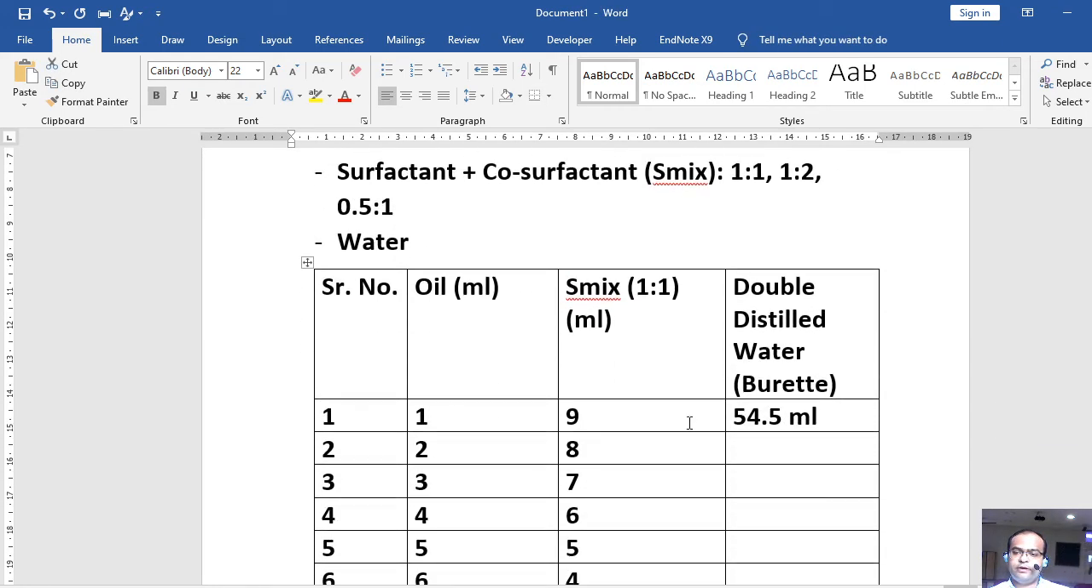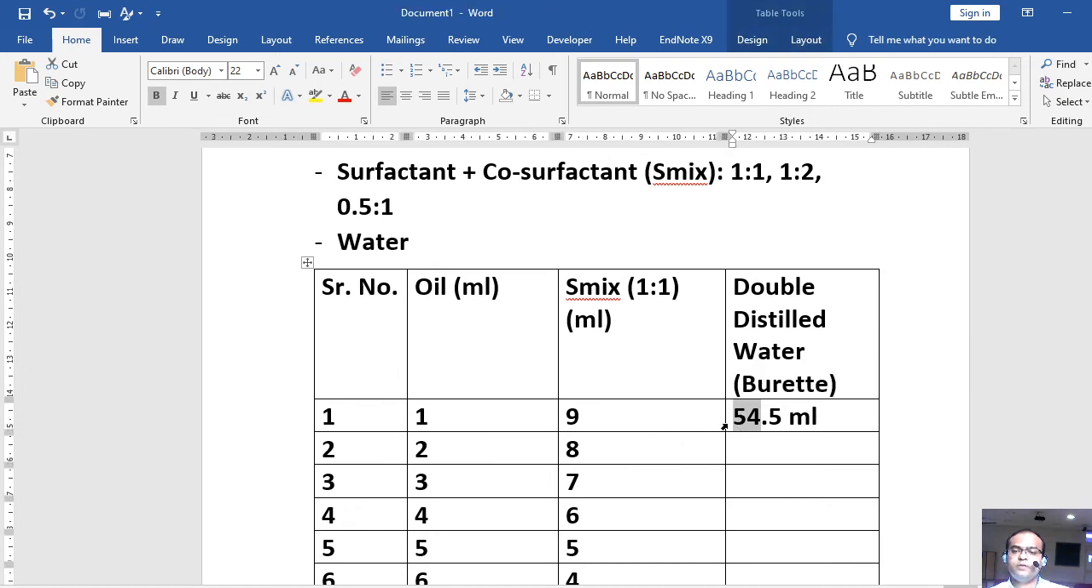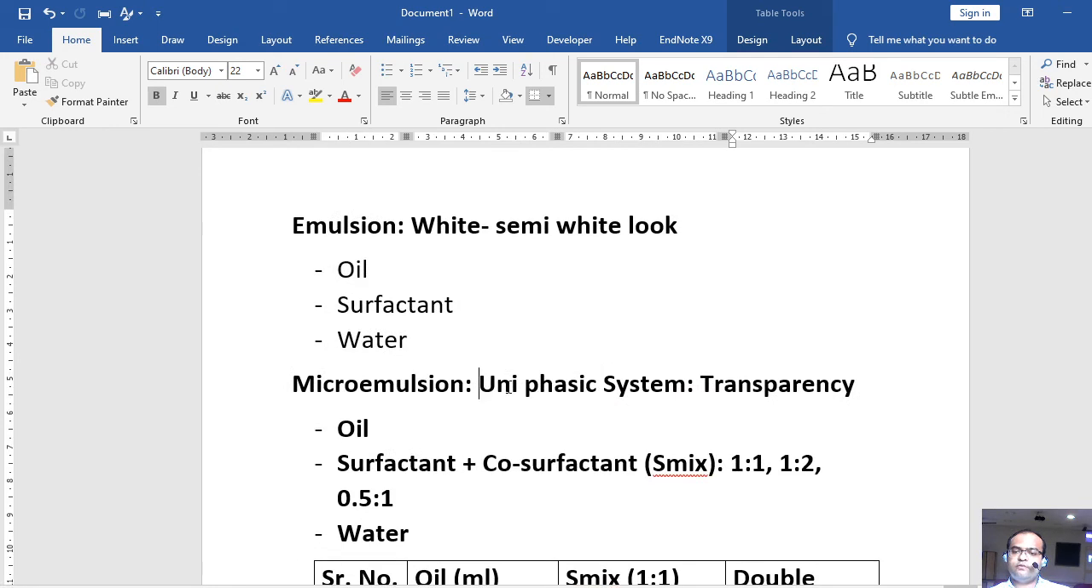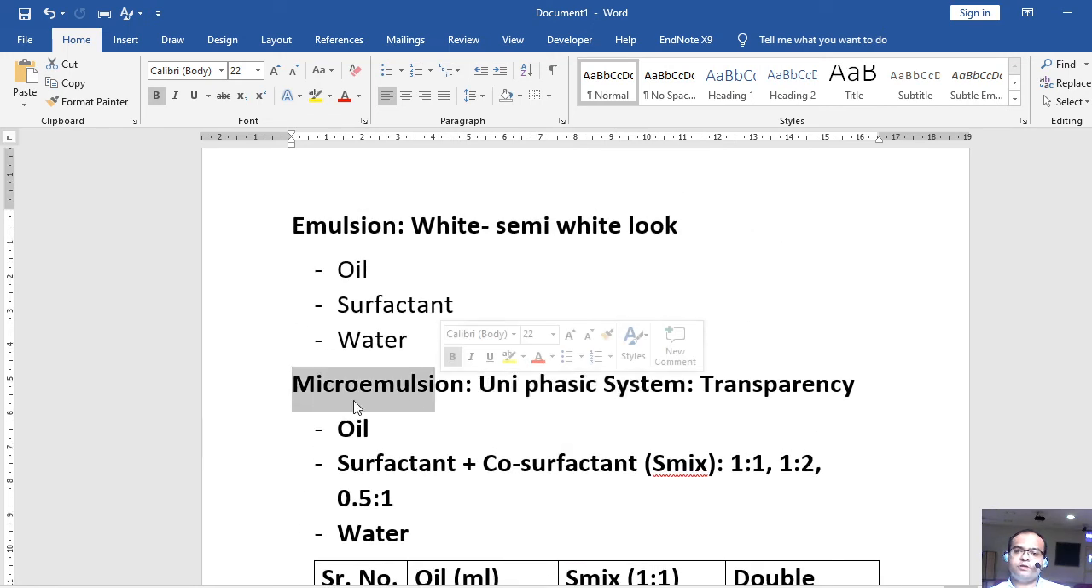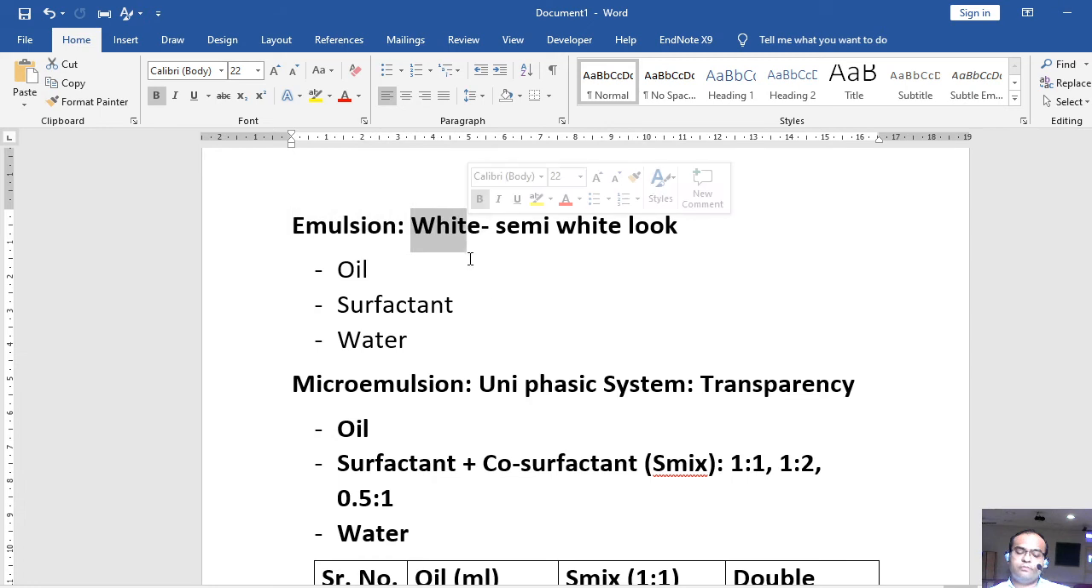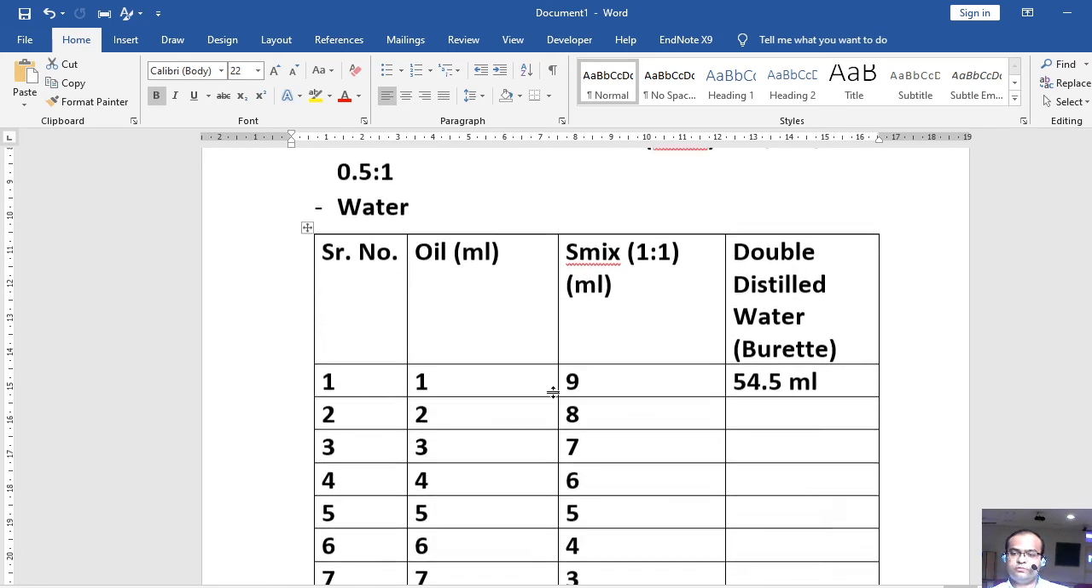So what does it represent? Up to the 54 ml, in this system of 1 ml oil, 9 ml S-mix and 54 ml of water, your system is uniphasic because it was transparent. As soon as you have added just the next increment of water, 0.5 ml, your system transformed from microemulsion to emulsion. Now it has droplets of oil, but it is no more a microemulsion. It is now an emulsion, because it has its typical white or milky white appearance, right? So this is how you can titrate it.